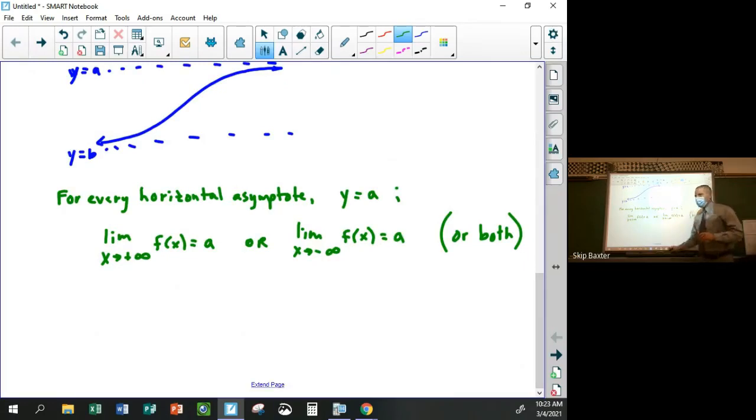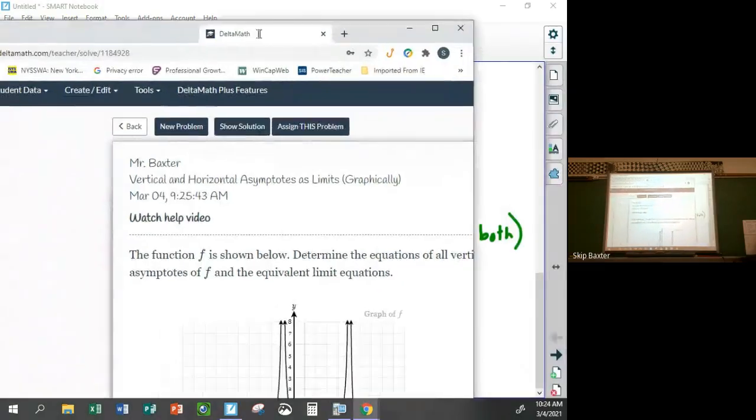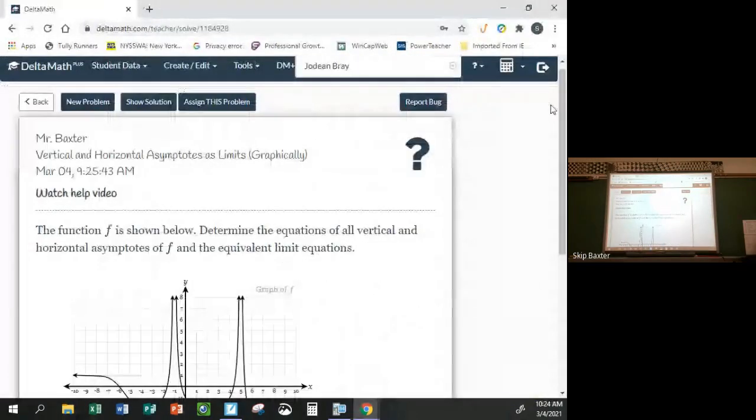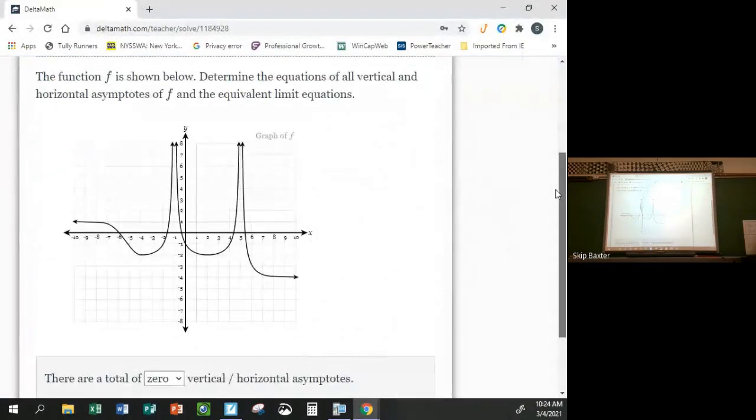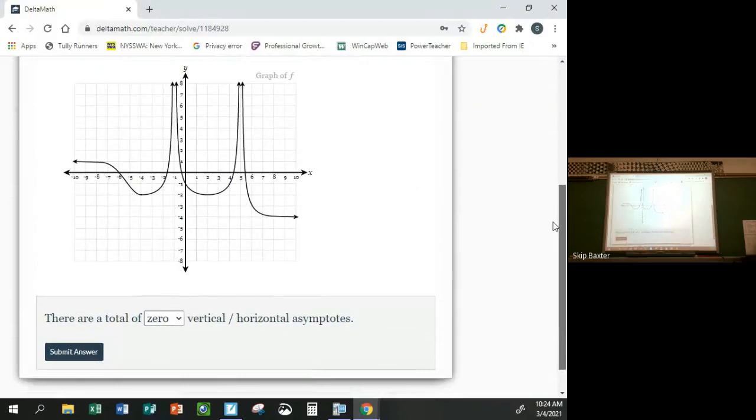So the Delta Math assignment tonight, let me just put it up on the screen for you so you can see what types of questions they're asking you. They're just asking you to analyze a graph for its asymptotes and then say how that relates to its limits. Okay, so this is a typical problem from tonight's assignment. They give you a graph with some asymptotes, right? And the question says, first of all, how many total asymptotes are there? So you just count them.